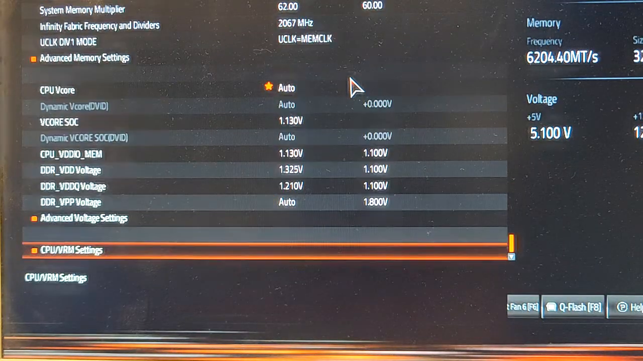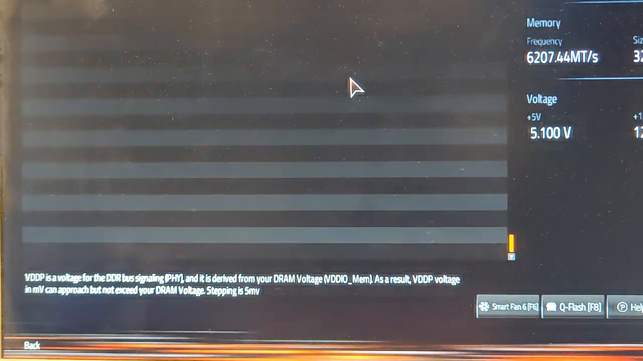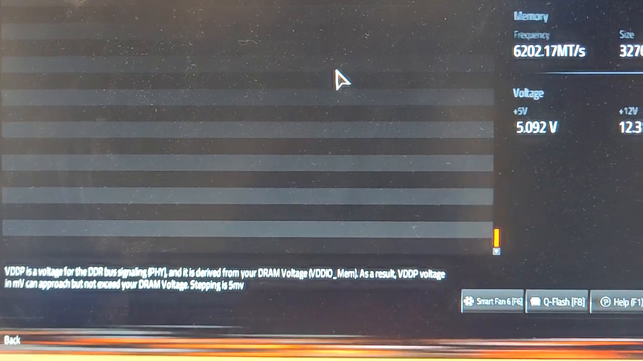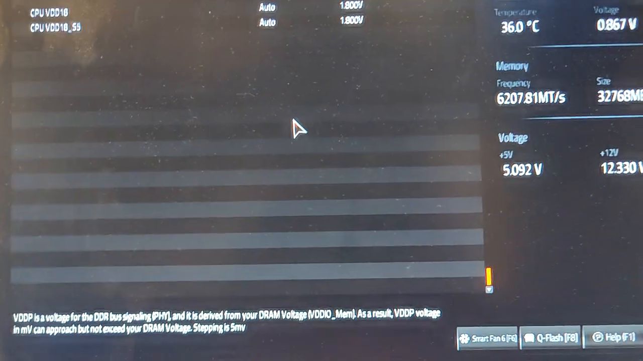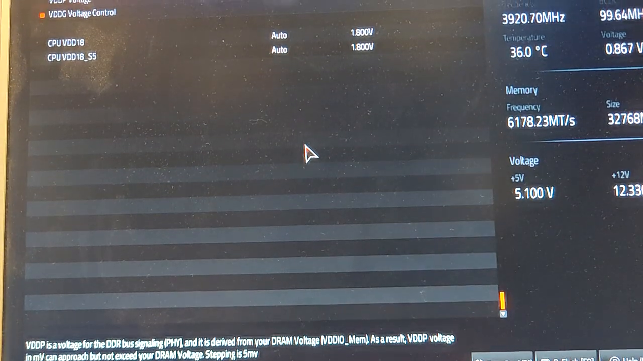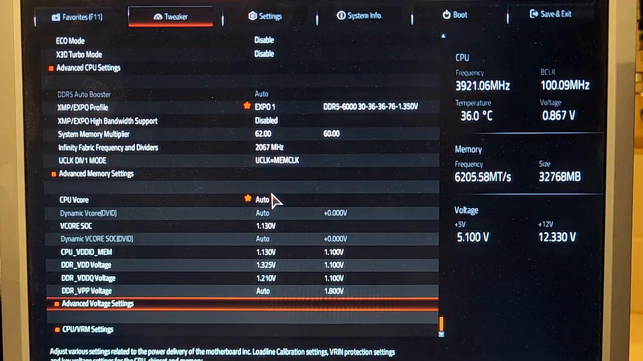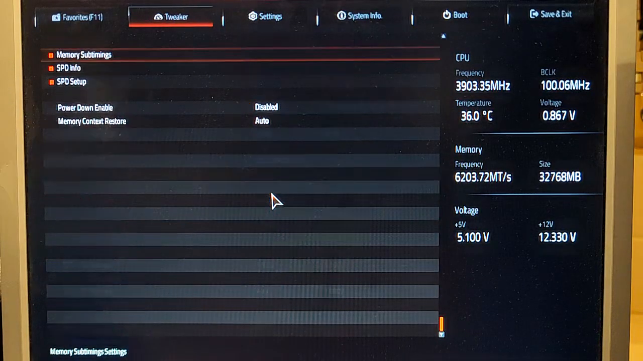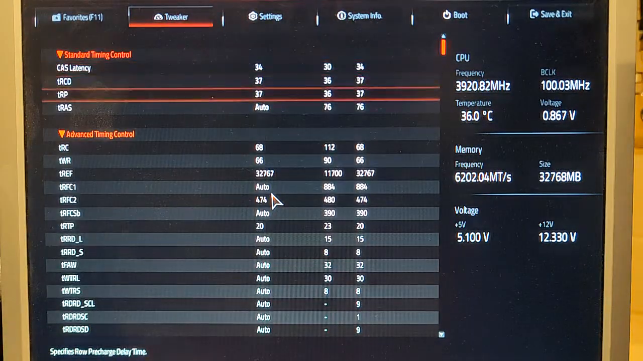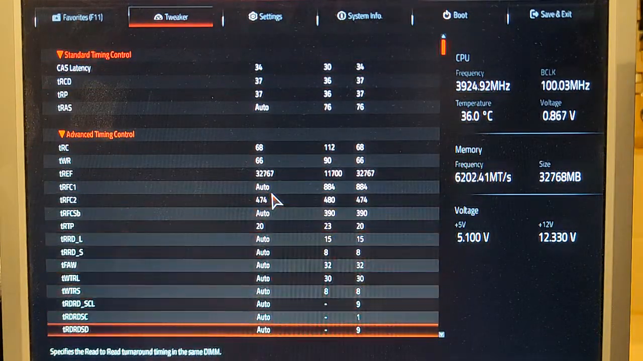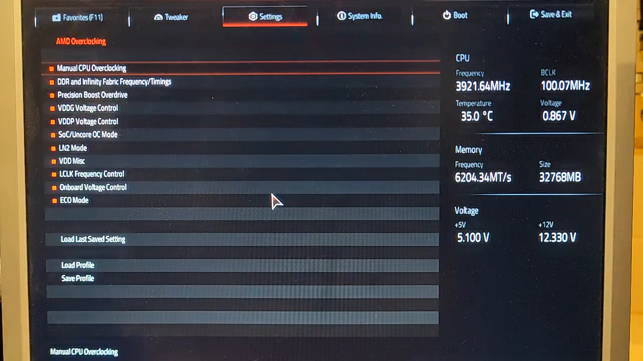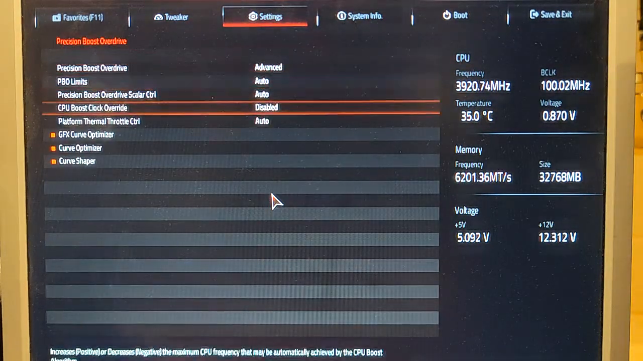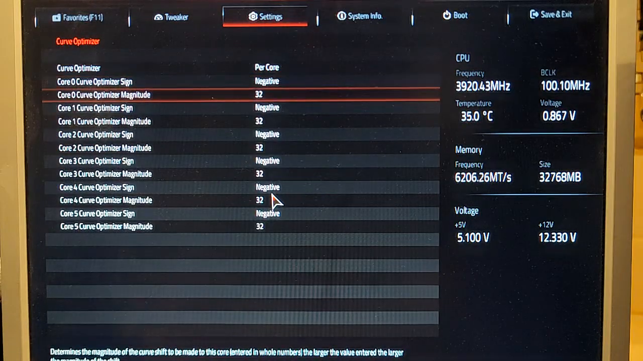Here's the voltages. This is the VDDP, here, up there. Then we'll get memory subtimings. That's pretty much what I did. And the AMD overclocking, precision boost, curve optimizer. Here's all my -32, and I could still go on.